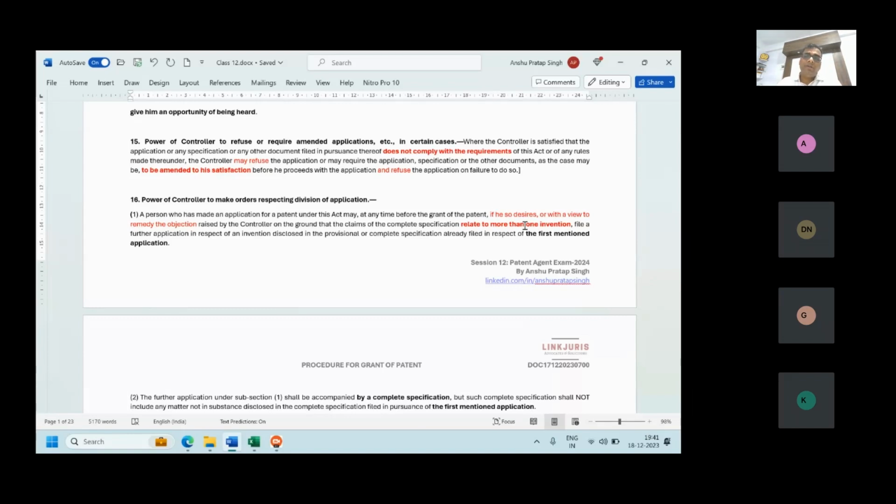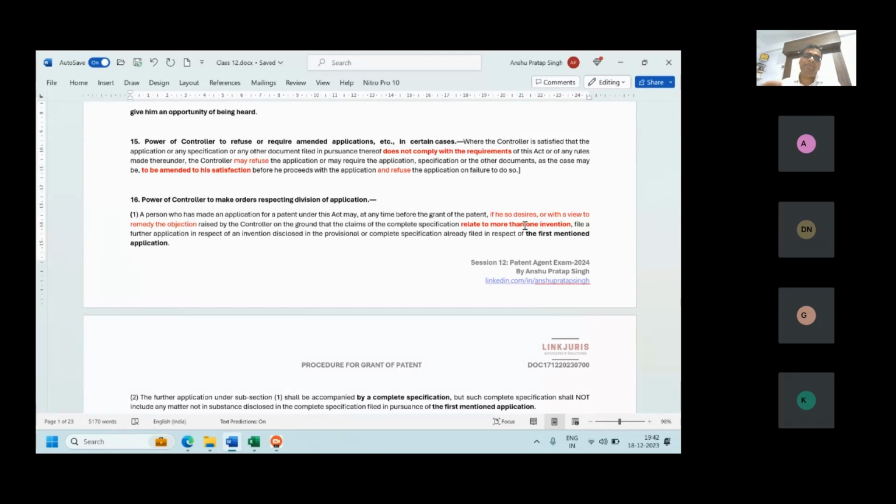However, what is the procedure then? You get the objections. After getting the objections, you might not be happy with them. You have your own view, and you will tell your view. You will give a reply to your first examination report, and then ask for a hearing if required. Then he will go through the objections. If he is fine with whatever you have submitted, he is happy with that and convinced, he will say okay. Otherwise, he will give you an opportunity to be heard.